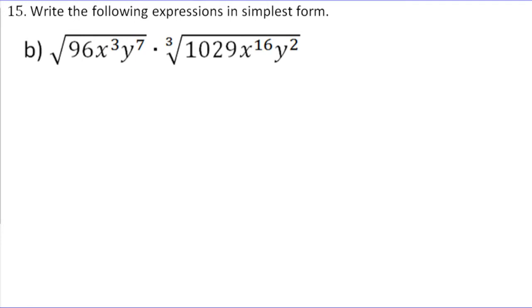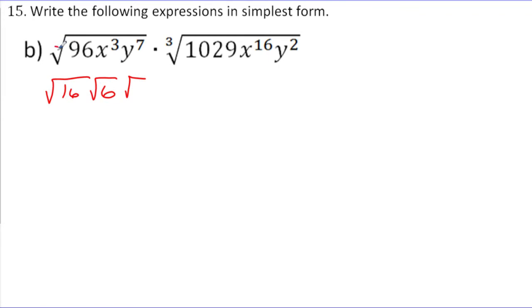So here's the way that this one's going to look. We are going to simplify the square root of 96 x to the third y to the third. For this particular problem, the square root of 96 can be broken up into 16 times 6. So that's my perfect square, 16.